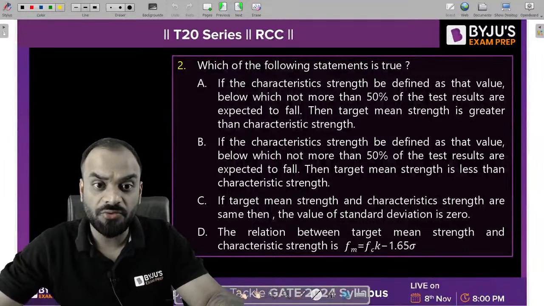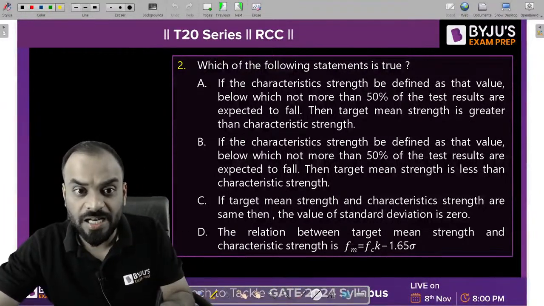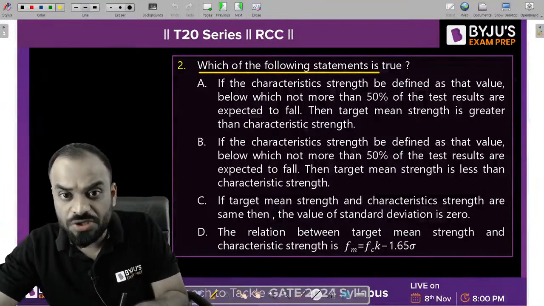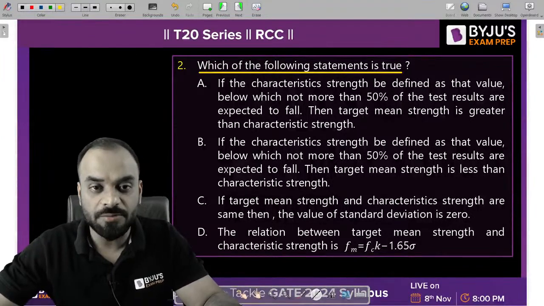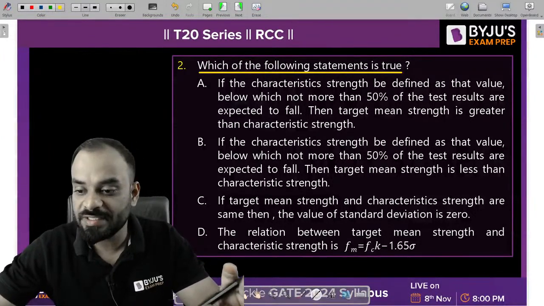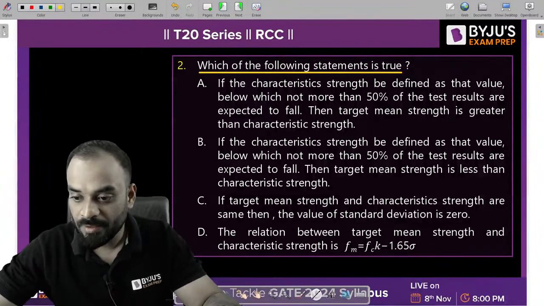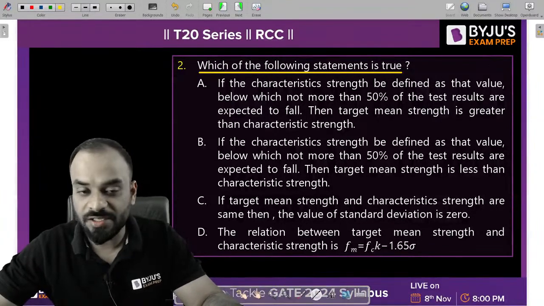Next question in front of you guys. Tell me the correct answer for this. Which of the following statements is true? There are basically 4 statements over here. You need to tell me which one is the correct answer. Okay, Pradvi Valli, kindly tell me the correct answer for the problem.